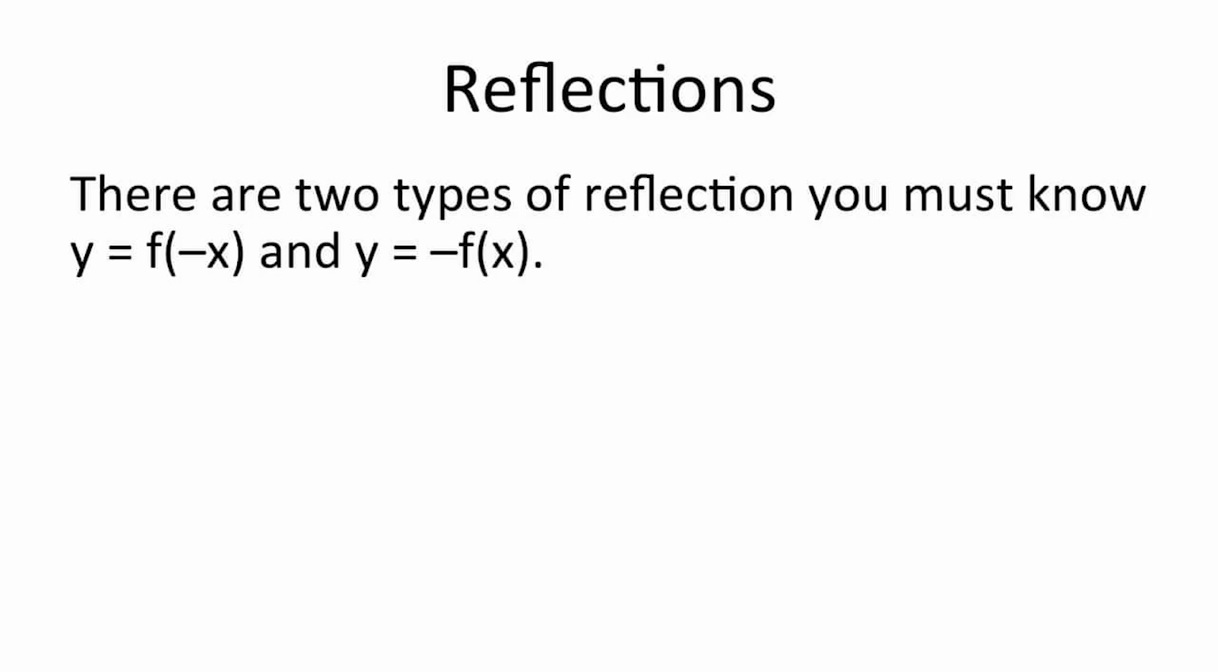So now we're going to look at reflections. When we do a reflection to a graph, there are 2 types of reflections you must know. And that is y equals f of minus x and also y equals minus f of x. Notice how those 2 look different, and they also have a different effect on the graph when we perform them. So let's first of all think about what they are.